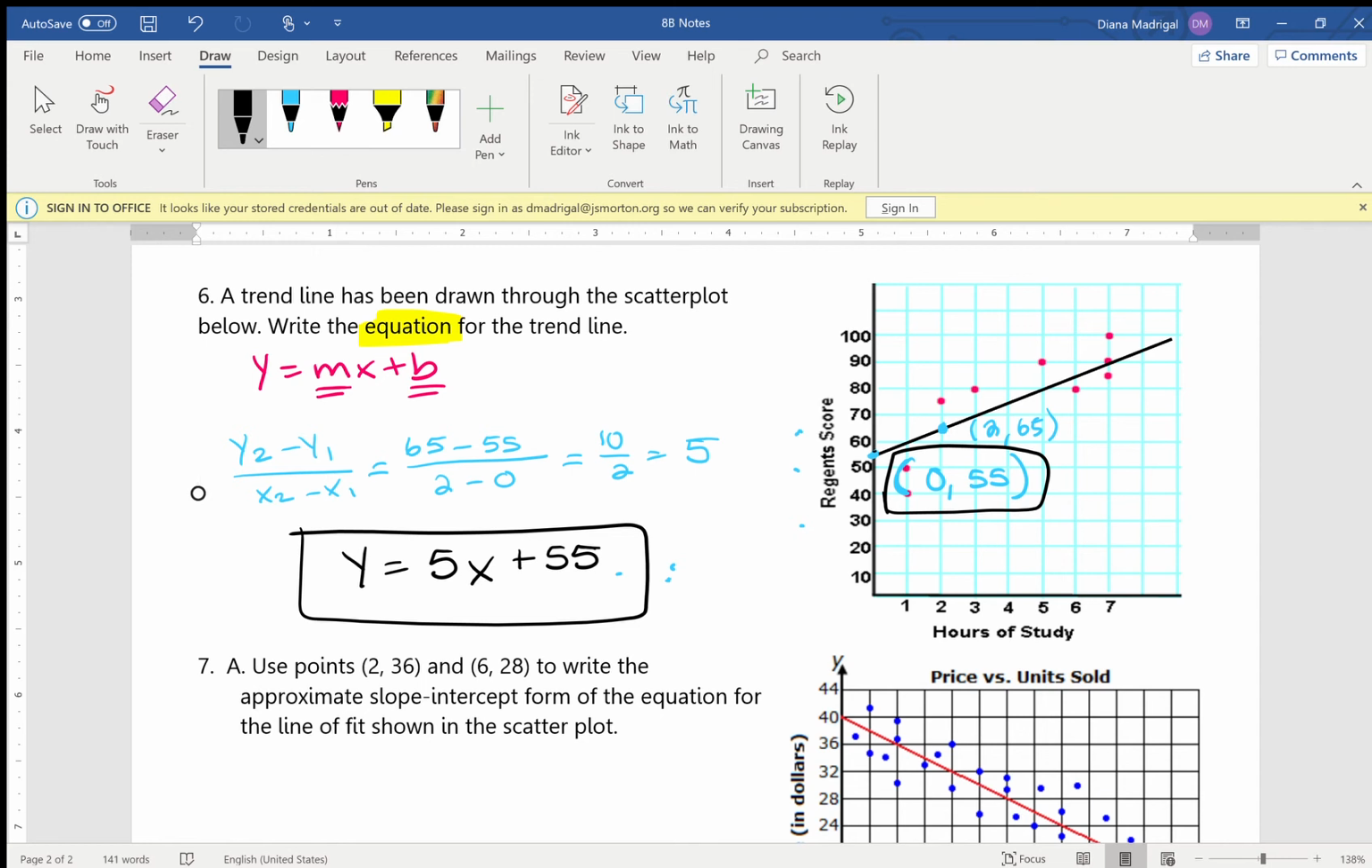Remember, we're focusing on the equation of the line, so you want points on the line. Try the next one on your own.